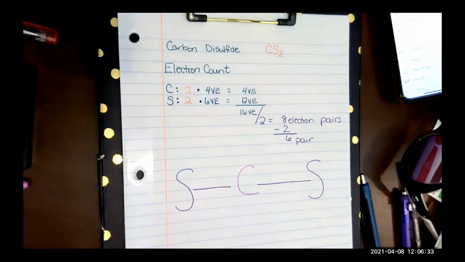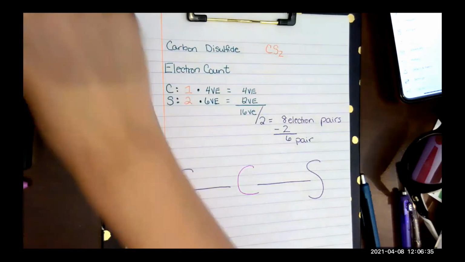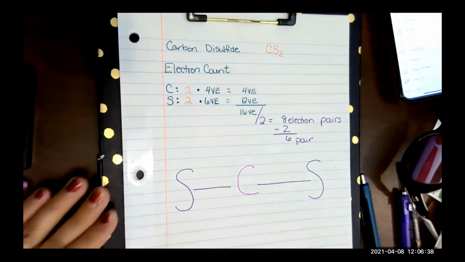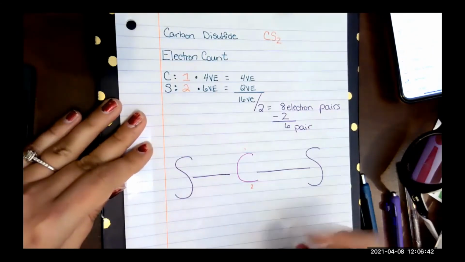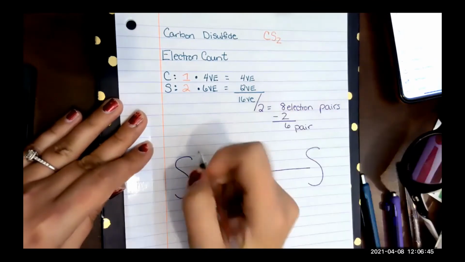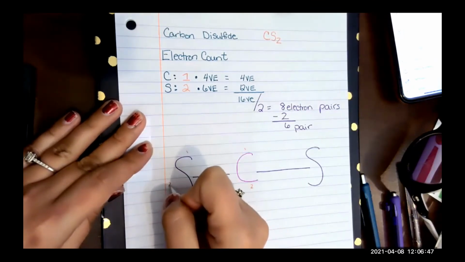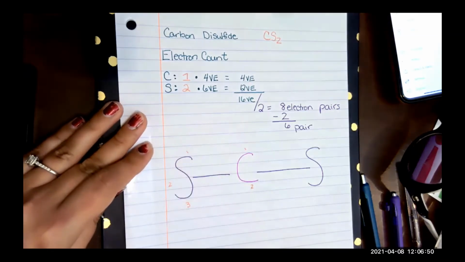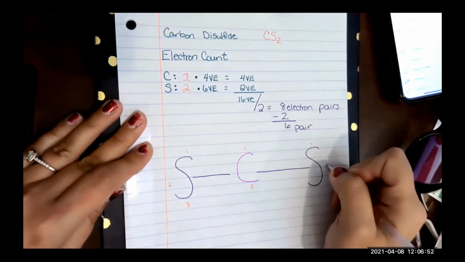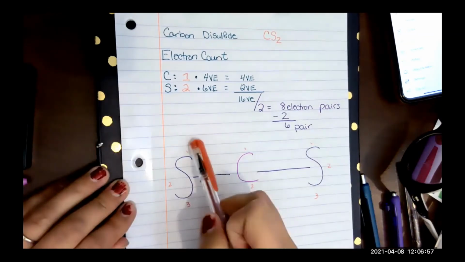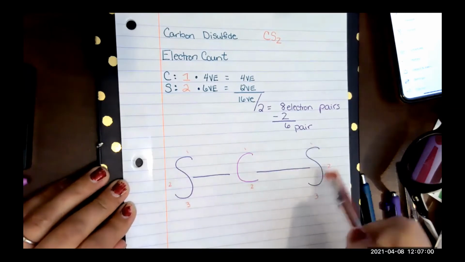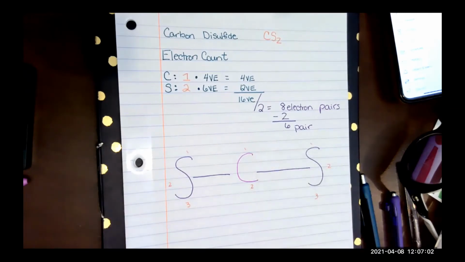Now remember our count. We're going to do that in tiny numbers so we don't get mixed up. So we have 1, 2 here. That's a 1. We have 1, 2, 3 here, and we have 1, 2, 3 here. So we need 1, 2, 3, 4, 5, 6, 7, 8. But we only have 6. So this is not going to work. We need to do a double bond.